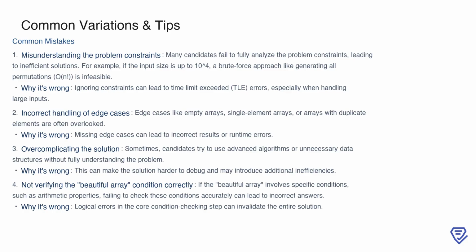Finally, not verifying the beautiful array condition correctly is a critical error. Since the problem often involves specific arithmetic properties, failing to check these precisely can completely invalidate the solution. Logical accuracy in meeting the core conditions is absolutely essential.